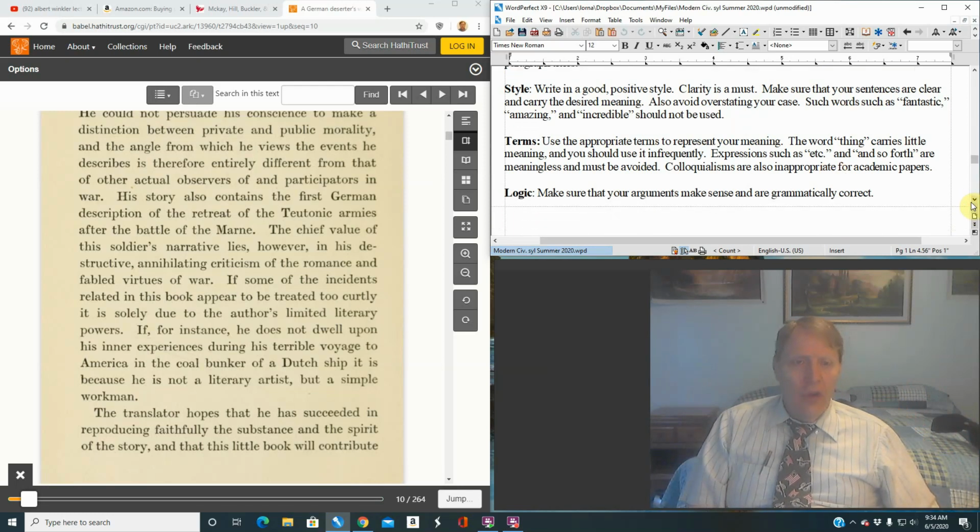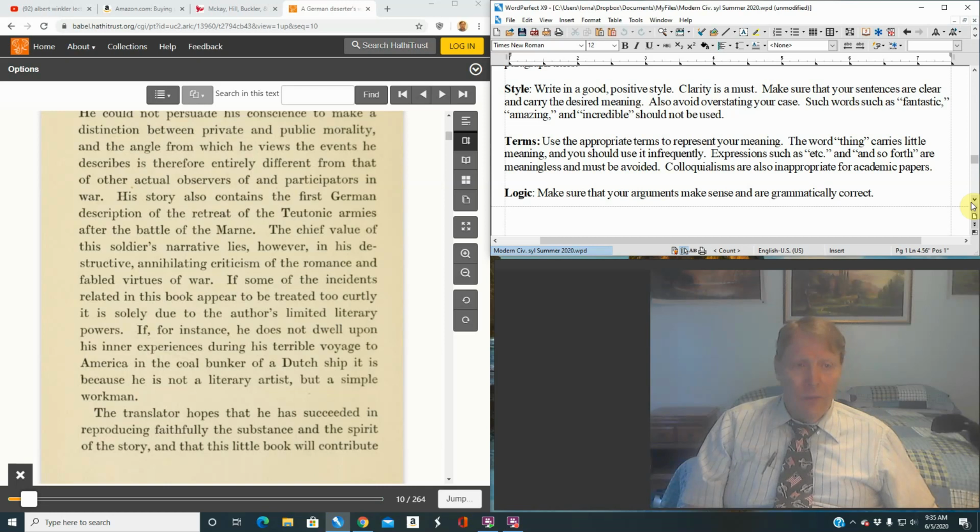Logic: make sure that your arguments make sense and are grammatically correct. Once again, reread the sentence. Make sure you're using proper grammar. I'm sure you people are very intelligent. You are on a university level. Your ability to write is very, very well demonstrated, probably throughout your career. And in doing so, I'm sure that you can simply bring that expertise into the papers in this class. However, I just ask you to take a little care with them.